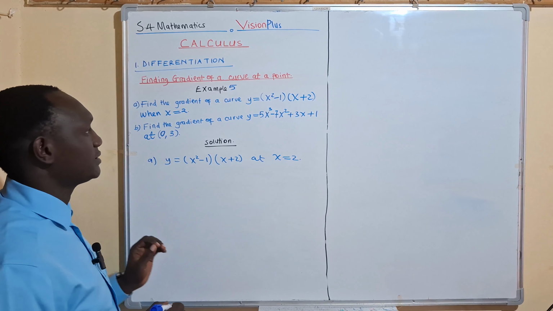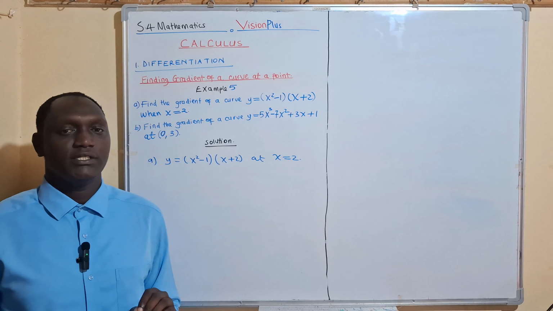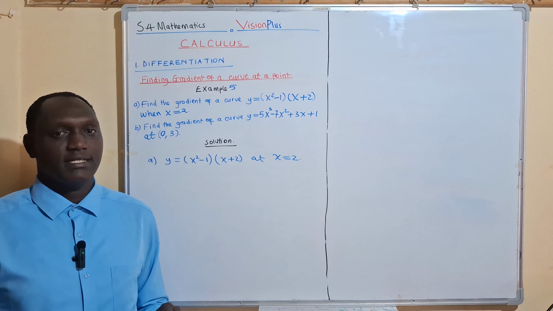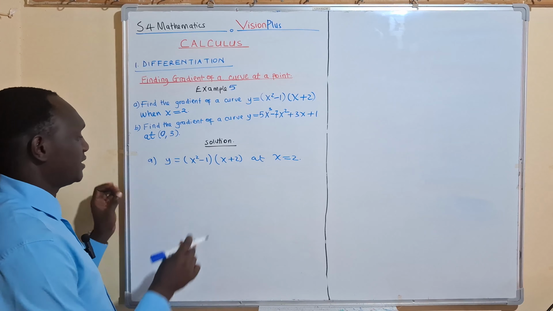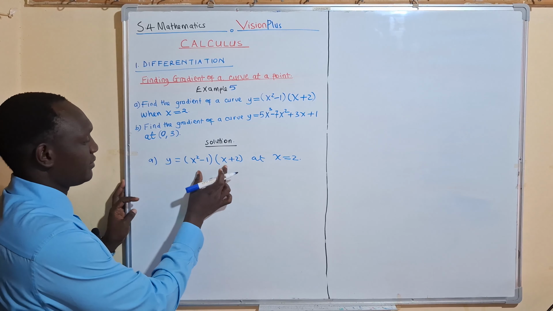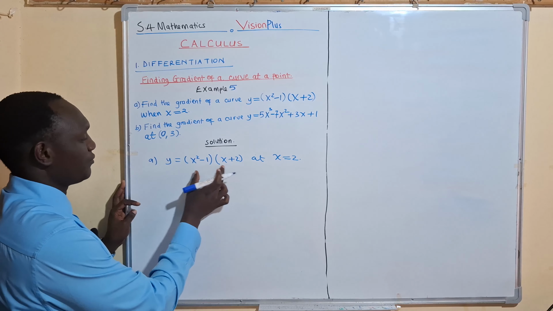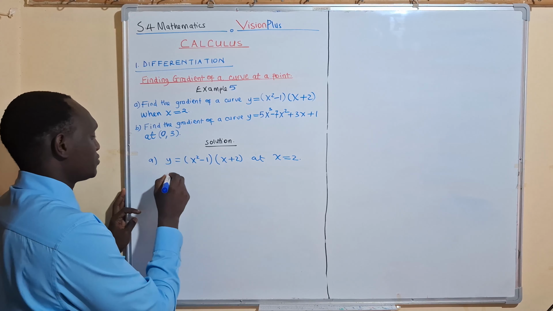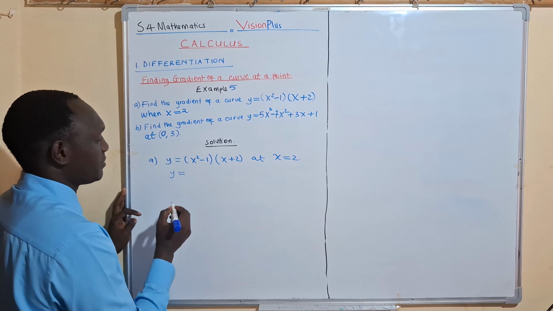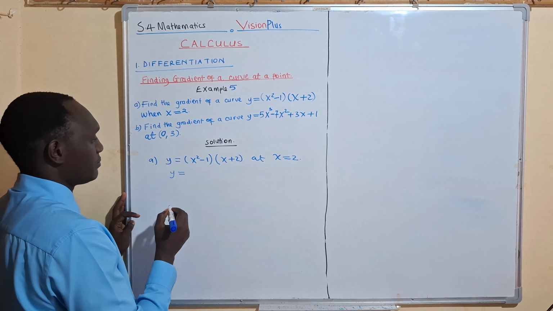Now, for us to get the gradient of the curve at a given point, we first need to get the gradient function of the curve. But if you look at this curve here, we cannot differentiate it straight away. We need to expand. So y becomes, let us expand the two brackets.